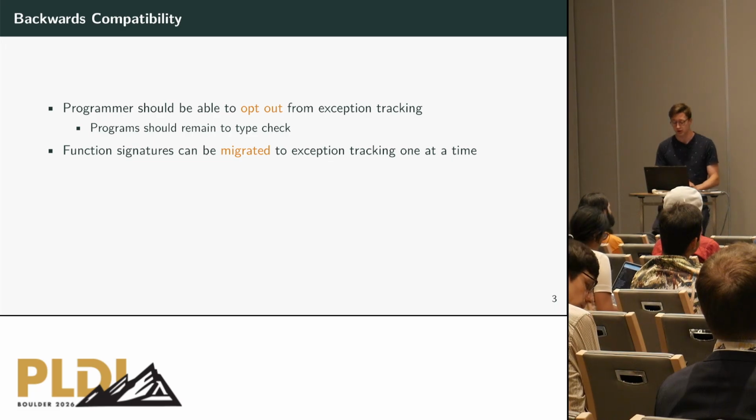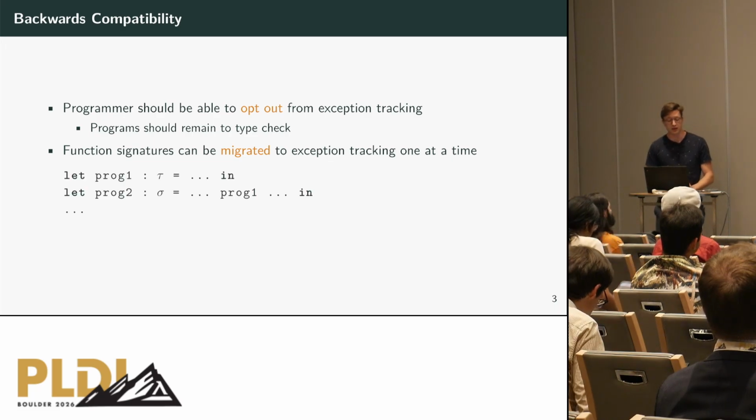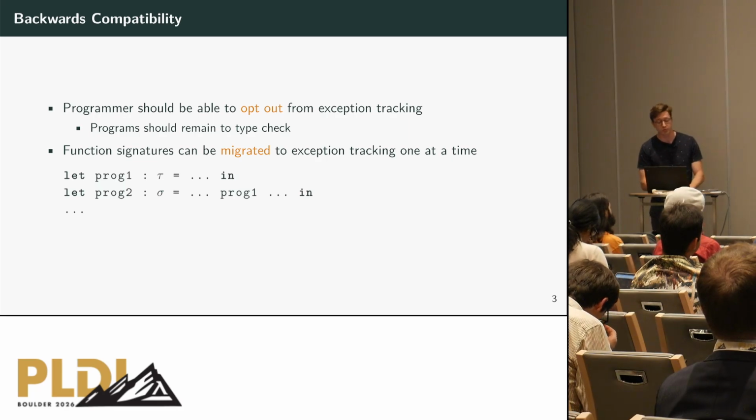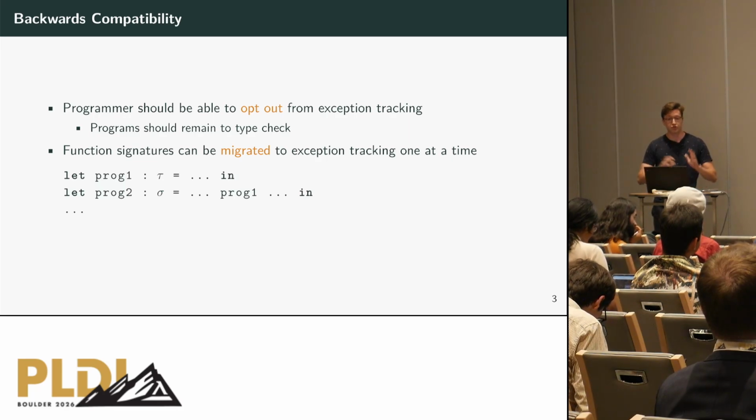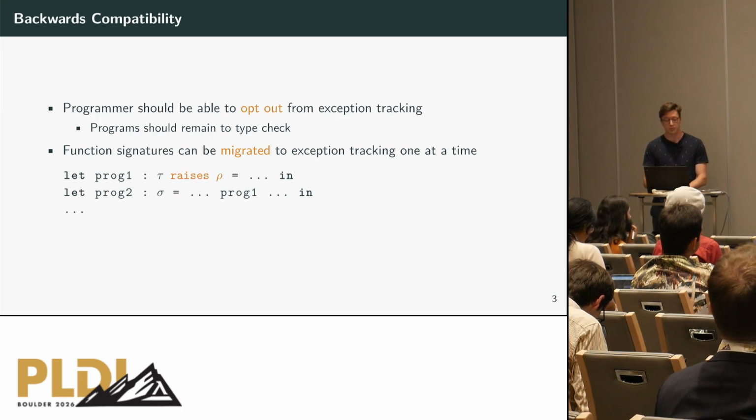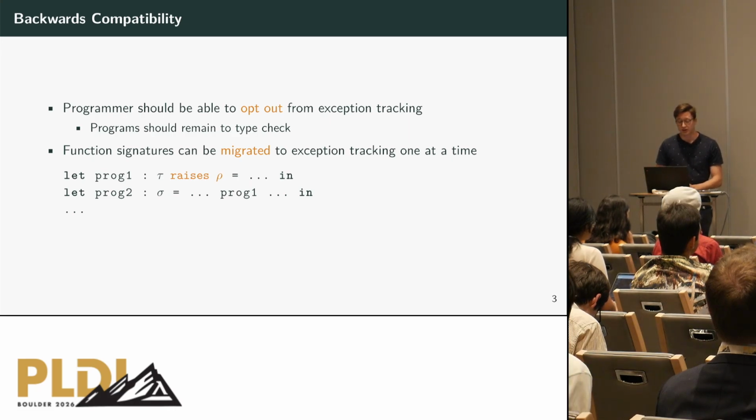Second, let's say a programmer has the following two programs where the first program is used in the definition of the second program. Now, what the programmer can do is generalize the type of the first program by adding exception tracking information. For example, saying that it raises exceptions in row. Then the second program should still remain to type check without the programmer having to do any additional work.